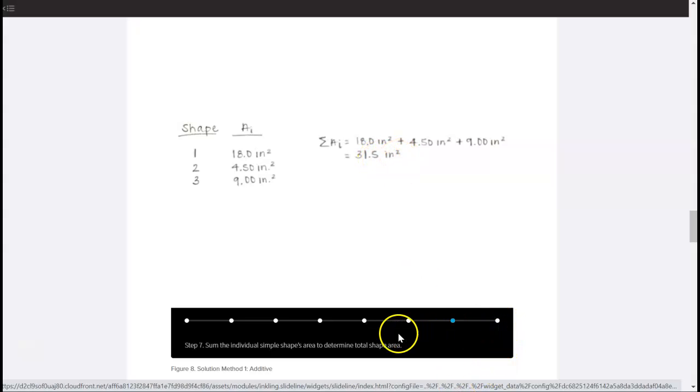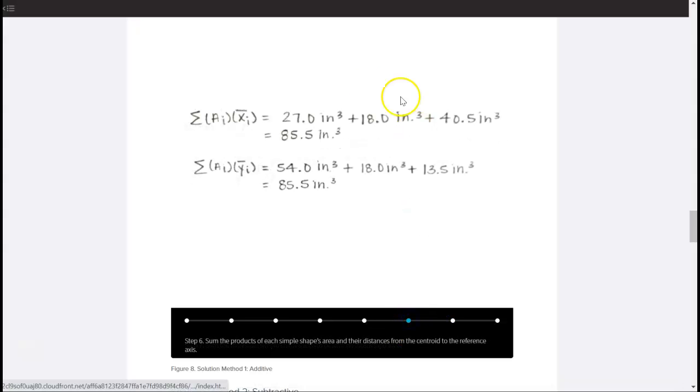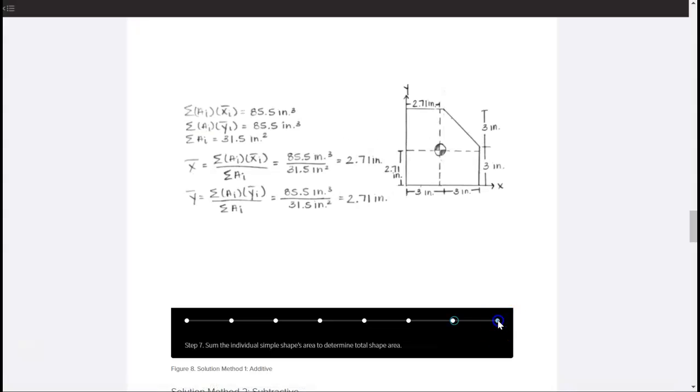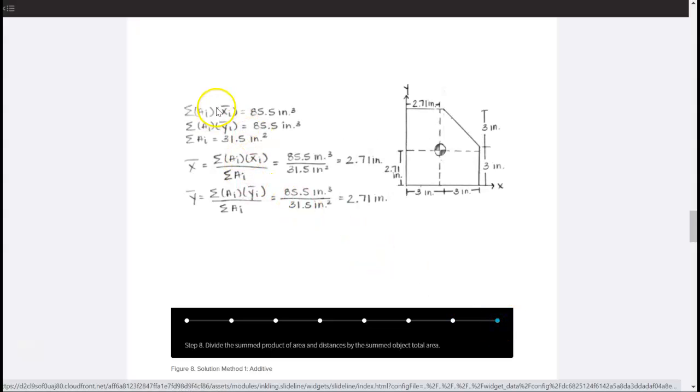Now we're going to put those two things in a formula. So I'm going to go back one. We're going to take this right here and this right here. We're also going to take this one, all the areas, and put them in a final formula. Super easy. We have the area of everything times x bar, and the area of everything times y bar. We got 85.5 inches cubed for each. We're going to divide each one of those by the total area.